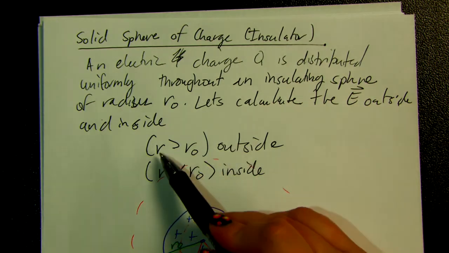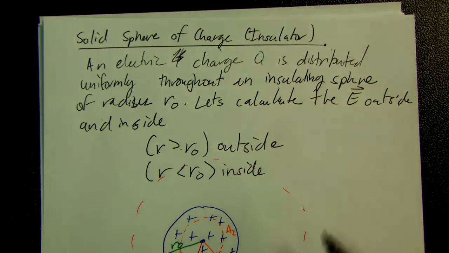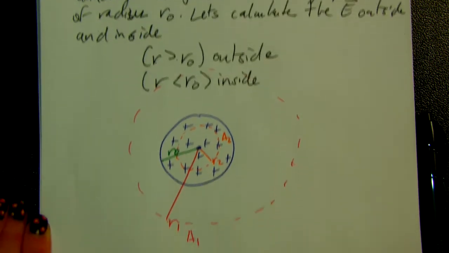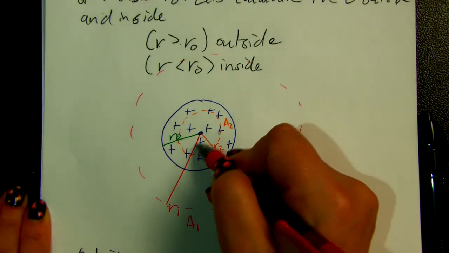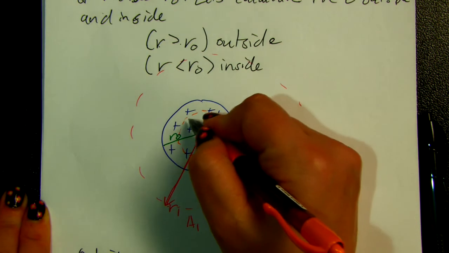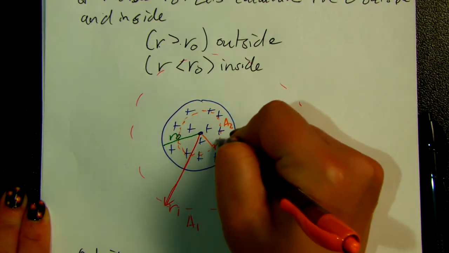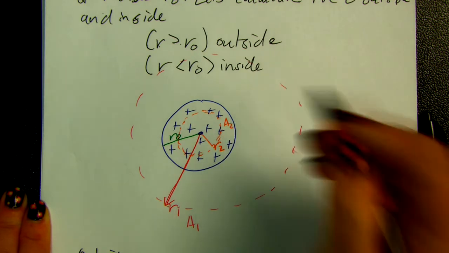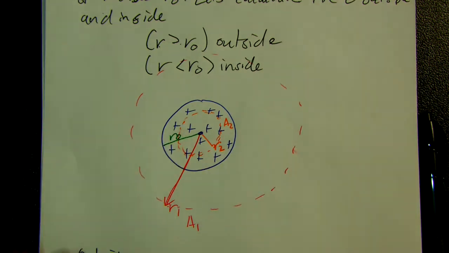So on the outside, we're looking at r is greater than r0. So this would be this red Gaussian surface right here. So we can see here is R1, and then we're going to look at this Gaussian surface inside with R2, so that's going to be surface area, or the area A2, and then outside we have the area A1. The Q is uniformly distributed throughout.